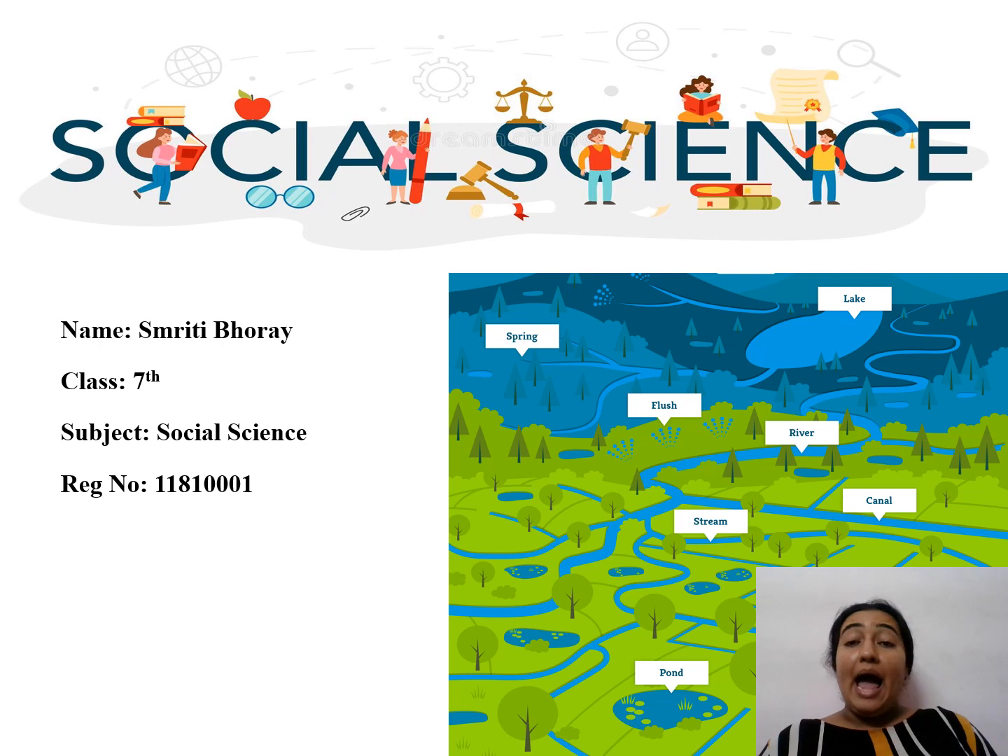So students, today I am back with yet another chapter. It's chapter number 5 from your class 7th NCERT textbook, and it is related to the picture on the screen. Here we can see something bluish in color, then greenery, trees, pond, river, canal, spring, lakes and so on.